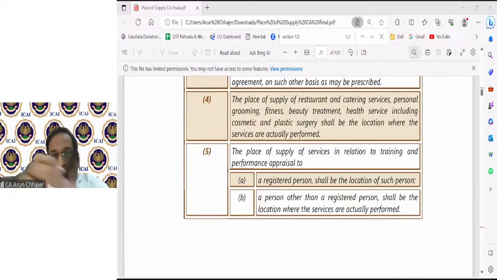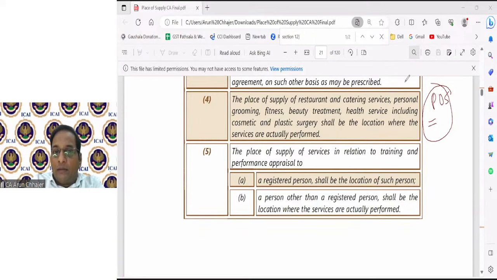Now the subsection 4 says the place of the supply for restaurant, catering, personal grooming, fitness, beauty treatment, health services, cosmetic and plastic surgery. In this case, because all are performance related services, it is the location where the services are actually performed. It is not the LOR, it is not the LOS. It is where the service has been actually given, that will be the place of the supply. So if one person is taking beauty treatment in the wellness center of, let's say, XYZ Limited, then that center's location would be the place of the supply.